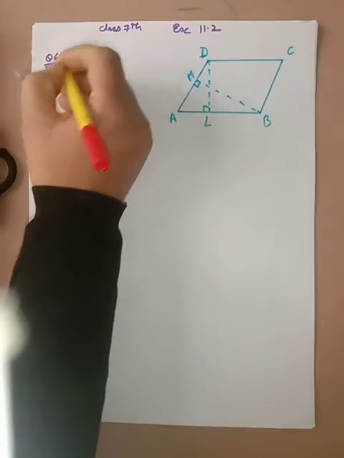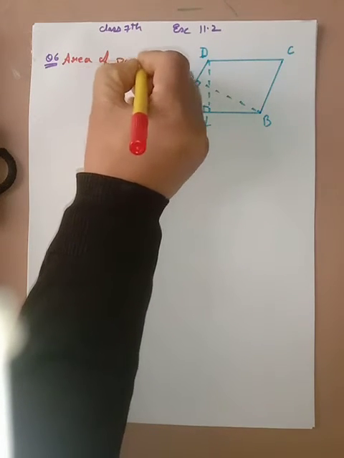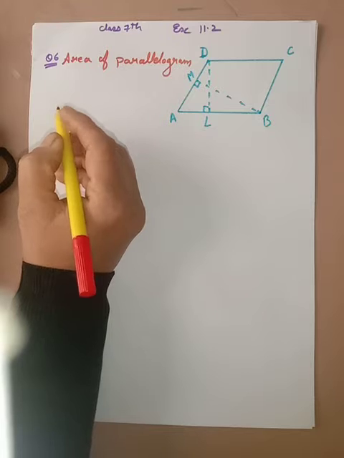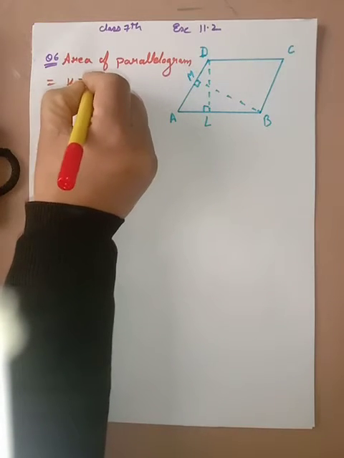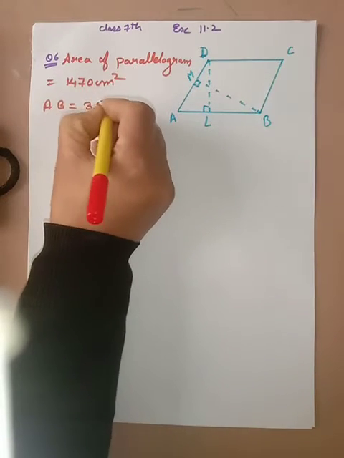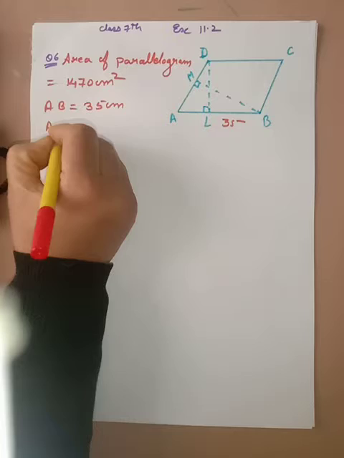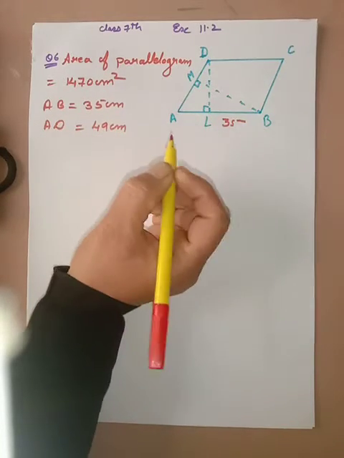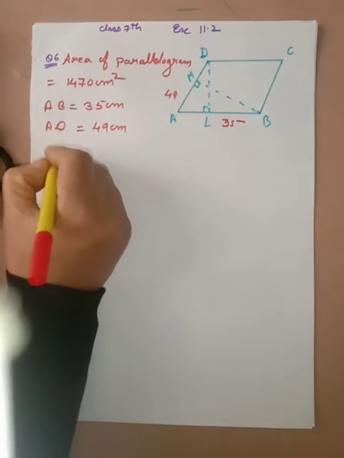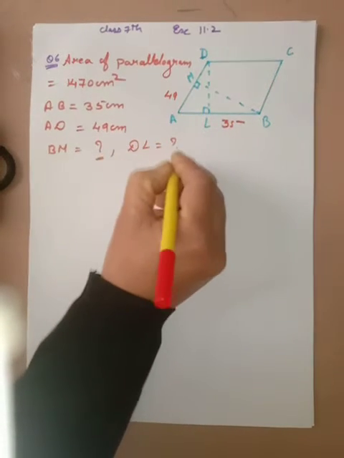What is given? They have given us the area of parallelogram, that is 1470 centimeter square, AB is 35 centimeter, AD is 49 centimeter, and we have to find BM and DL. These two things we have to find.